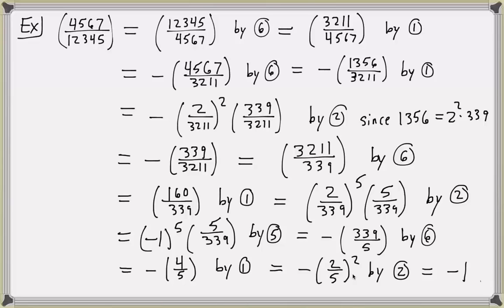We can therefore conclude that 4,567 is a quadratic non-residue mod 12,345. If the answer was plus 1, we could not determine whether it was a quadratic residue or not, because the bottom entry is composite.